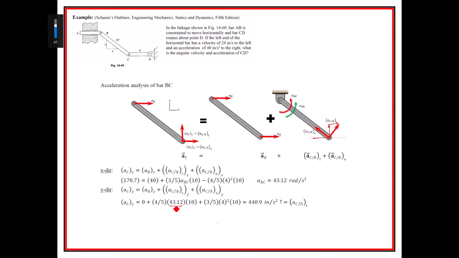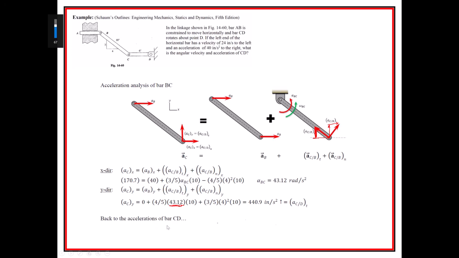But now we do know the angular acceleration, so the tangential is of course going to be alpha times this length right here, this 10-inch length, and only the vertical portion of it. So that's why there's a 4/5 there. And then also we need to have the vertical component right here of the normal acceleration. So that's, once again, 4 squared times 10, and we take 3/5, and we're able to find that vertical AC, the y part of the acceleration at C.